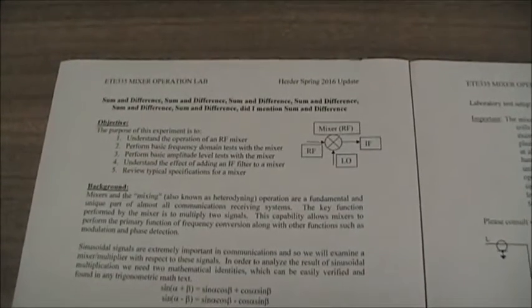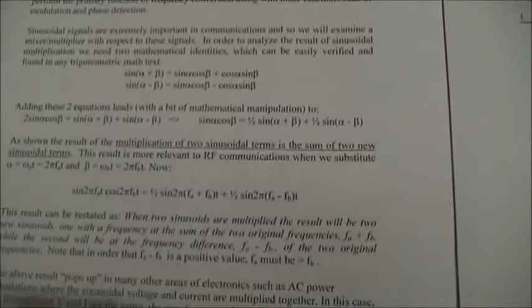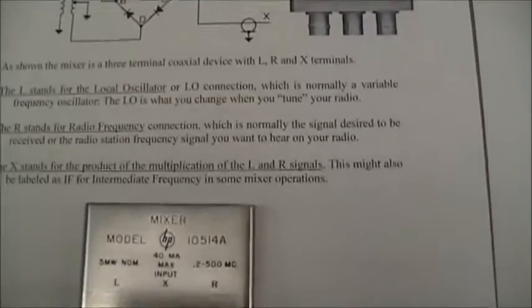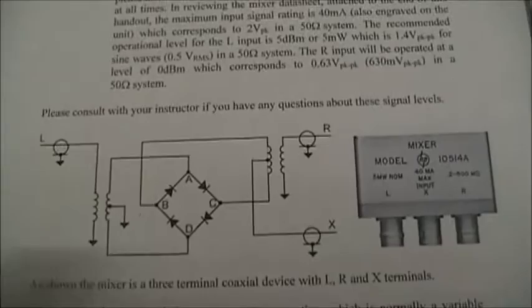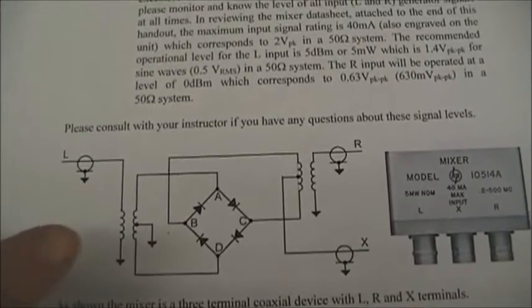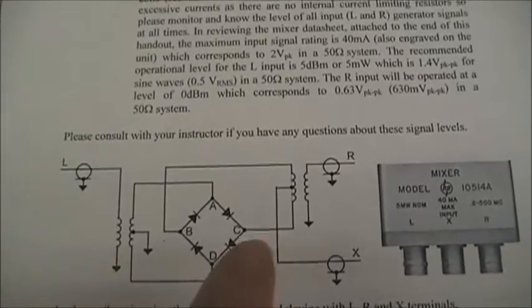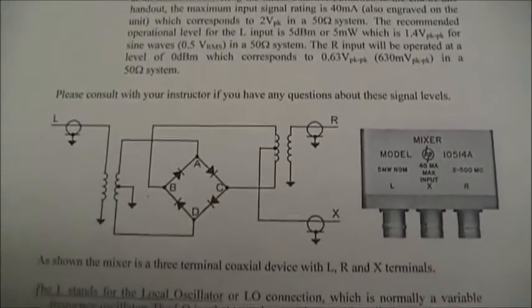This is an update to the mixer laboratory for ETE 335 in spring 2016. You have the handout and the explanation about the basic mixer operation, the actual mixer picture, the device itself, and the circuitry involved. If we look at the circuitry, you will notice it is simply a combination of RF transformers and diodes. These are special diodes for mixers.